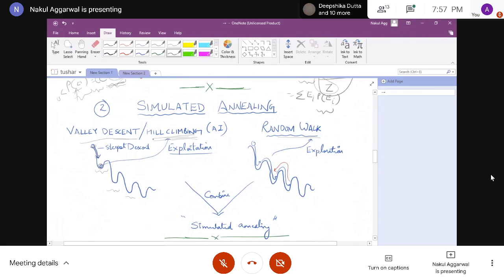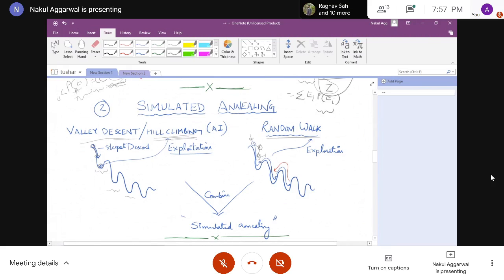So this is exploitation. And what does random walk do? Random walk is you are starting here and you randomly choose a neighbor, then you move there, and then again you choose a neighbor randomly, you move there, and so on.